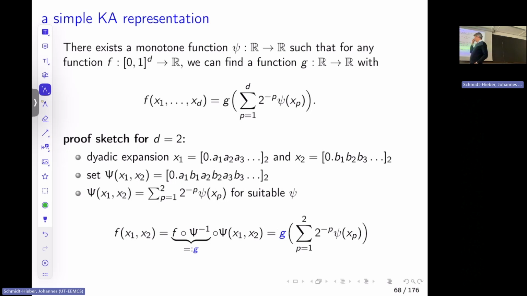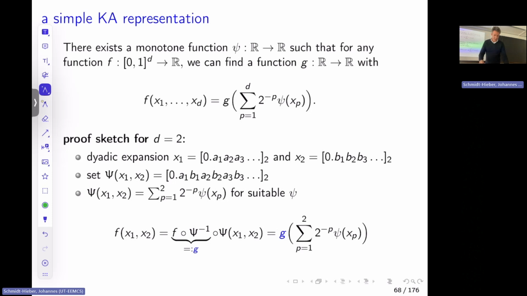Now, what we can do is, for the moment, we just define a new function psi, and we define the function psi in a way that we just first take the first binary digit of x1, then the first binary digit of x2, then the second binary digit of x1, the second of x2, and so on and so on. So we just put them next to each other. And the thing is now that you can write this as a function like this.